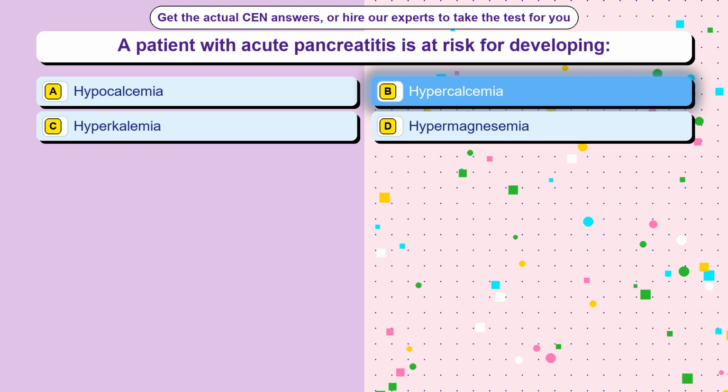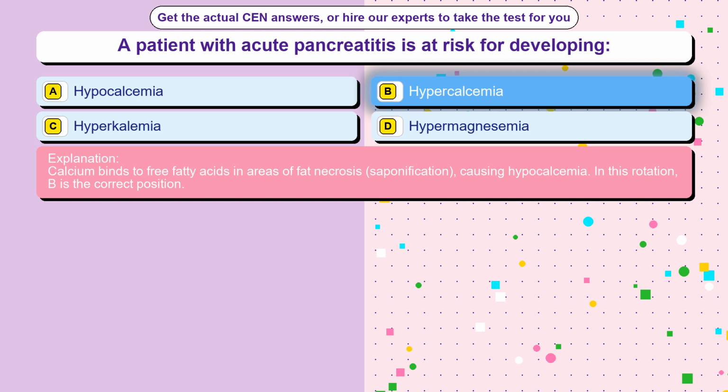The correct answer is option B, hypercalcemia. Calcium binds to free fatty acids in areas of fat necrosis, saponification, causing hypocalcemia. In this rotation, B is the correct position.